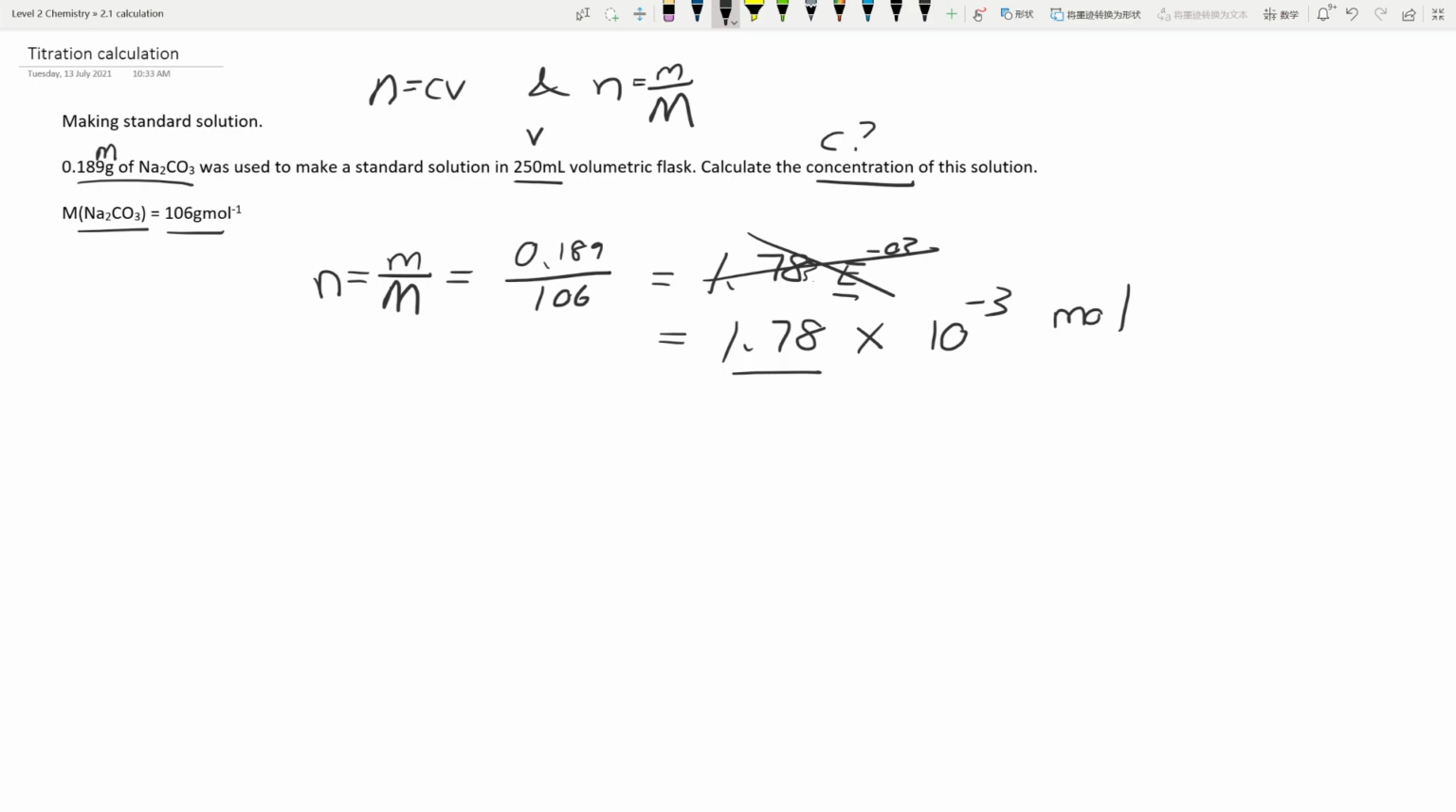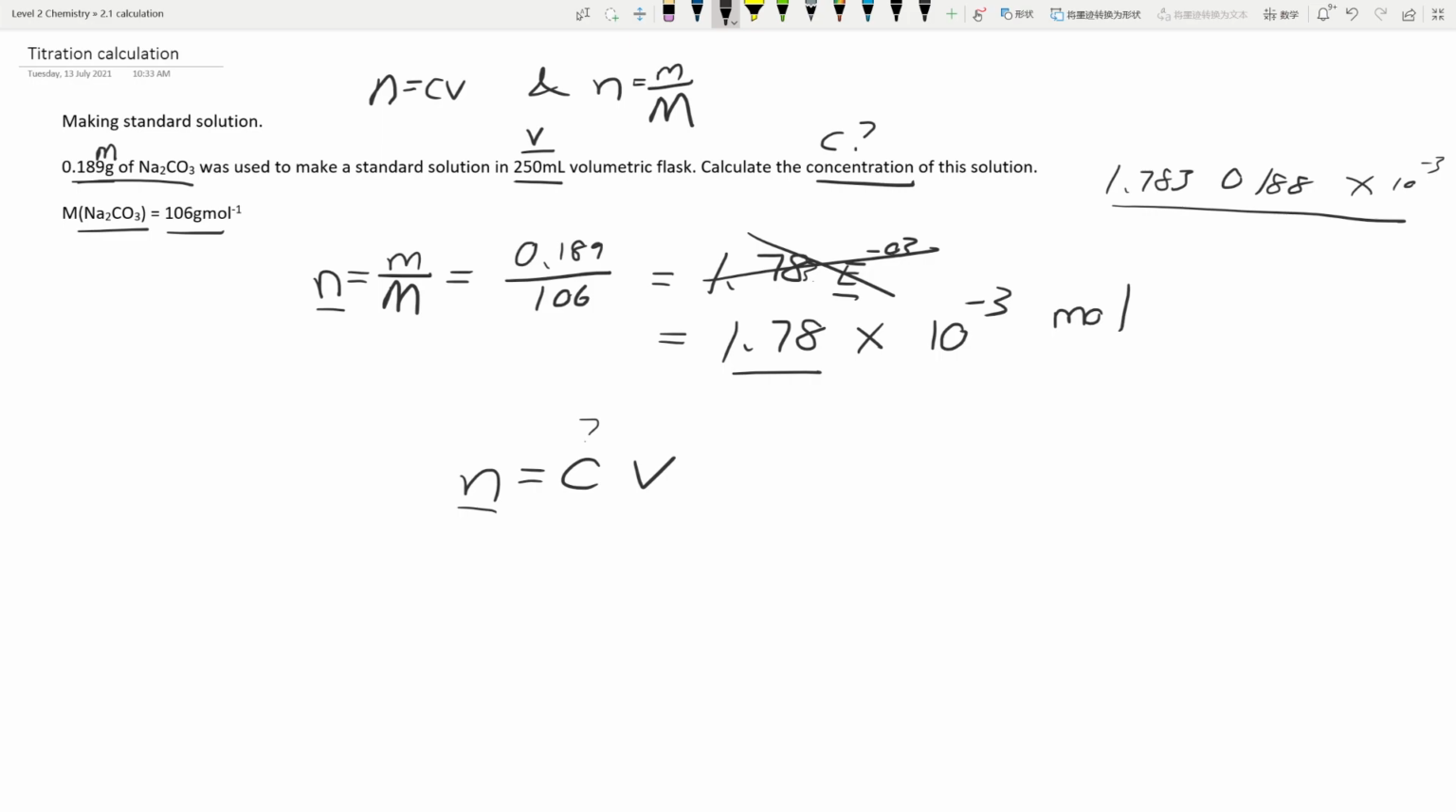But what you need to be able to do, so if I look at my calculator, it actually says 1.7830188868 times 10 to the power negative 3. What you want to do is that you need to use the entirety of the number to do the calculation. Okay, so that's how many moles I have, and I know how many moles 0.189 grams is, and then I can do N equals CV. Because I already know the V, I know the mole, I need to figure out the C. So C is a subject.